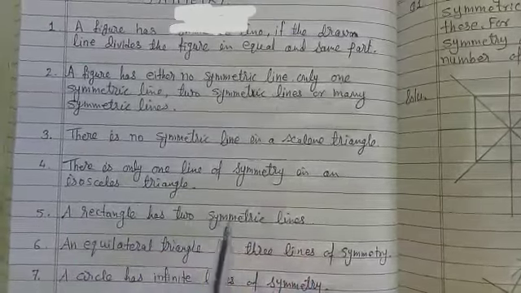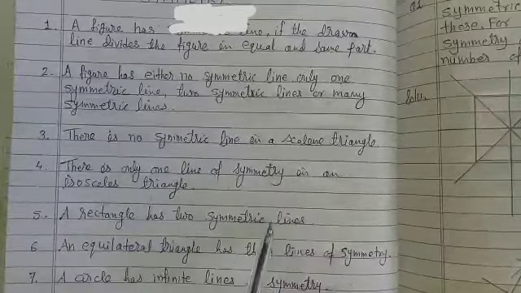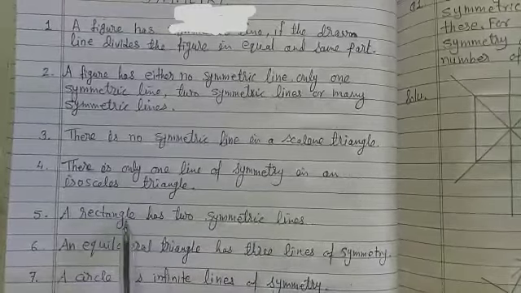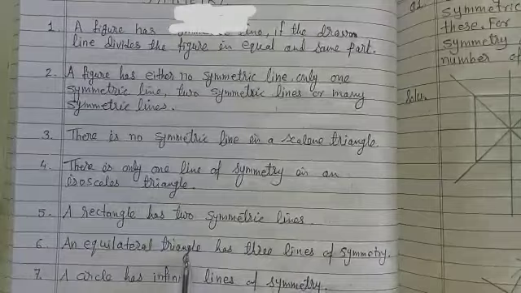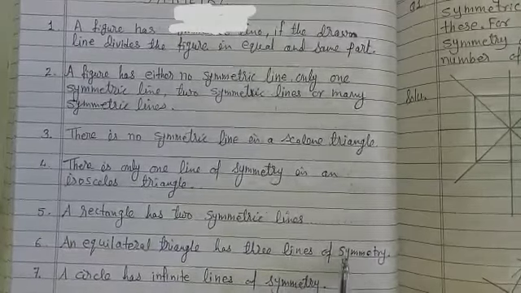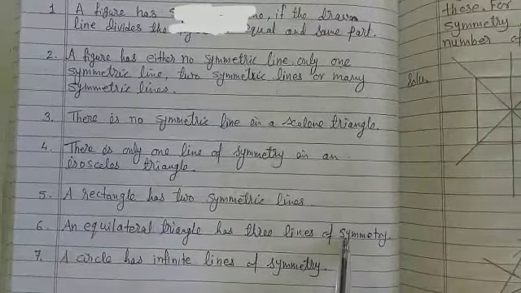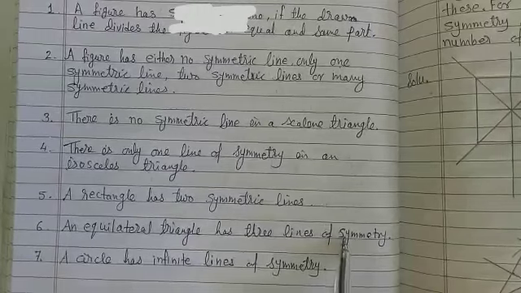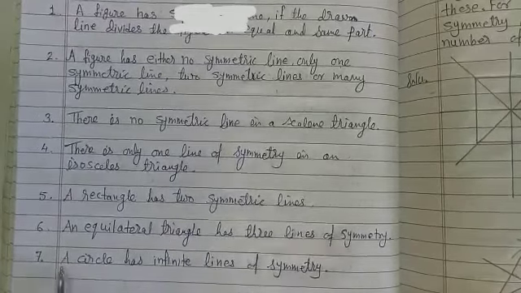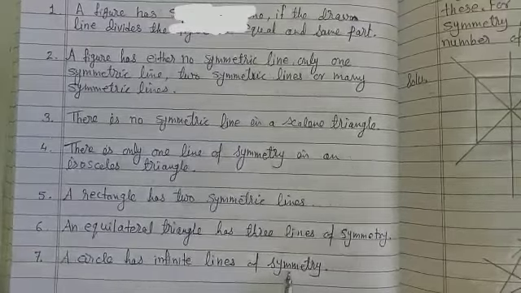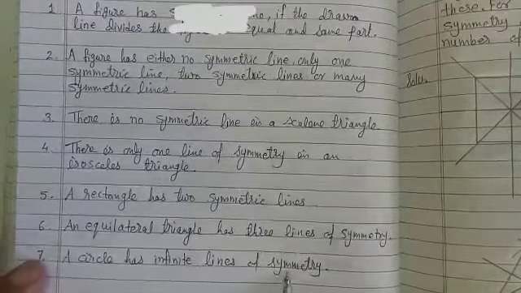A rectangle has two symmetry lines. We know the opposite pairs of a rectangle are equal, so a rectangle has two symmetry lines. An equilateral triangle has three lines of symmetry. We know in an equilateral triangle all three sides are equal. A circle has an infinite number of lines of symmetry. Later we will see how this can be proved.